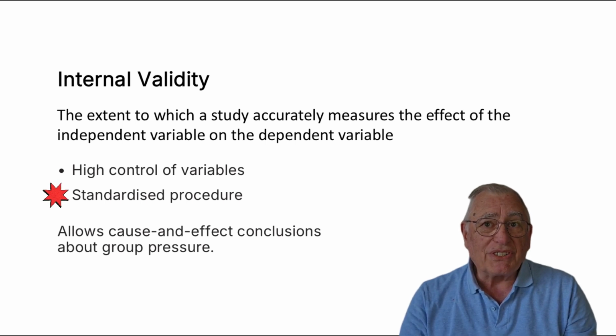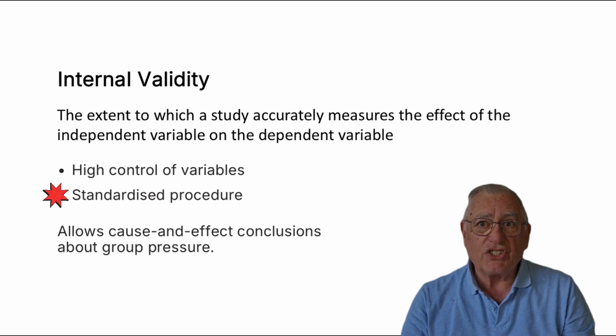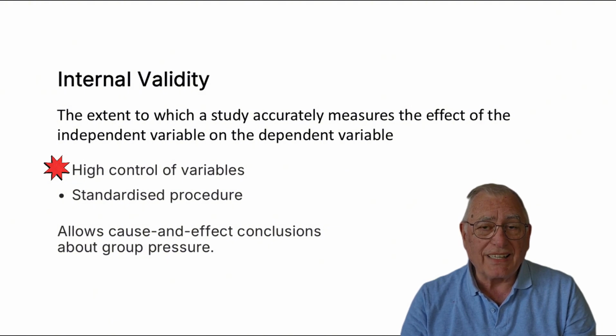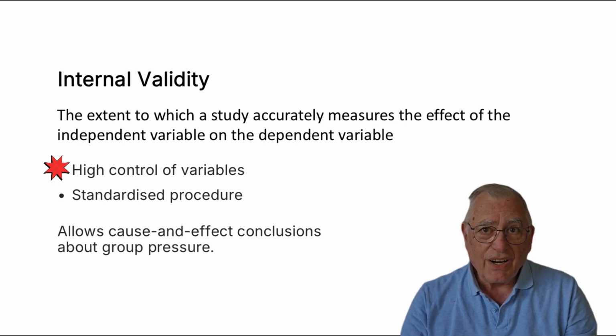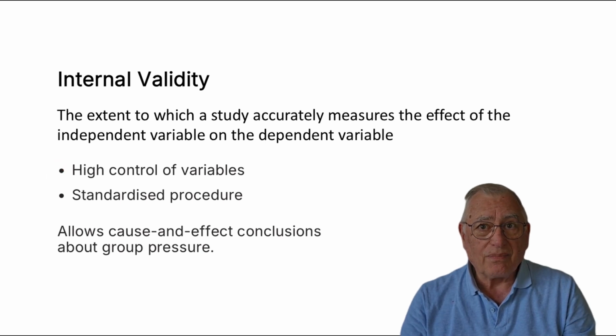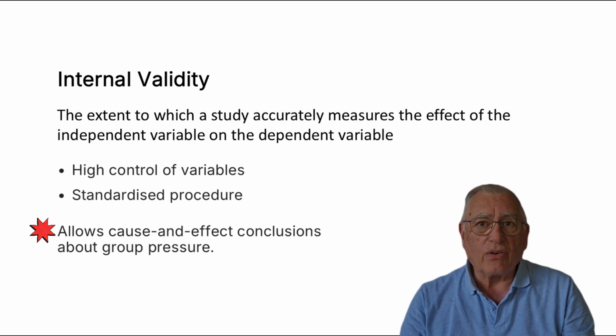The experiment uses a highly standardized procedure. Every participant saw the same line judgment task, the same number of trials, and the confederates gave their responses in a standardized order. And because these variables were tightly controlled, Asch could be confident that differences in behavior were caused by the social pressure from the majority rather than by other factors. And this level of control allows researchers to draw clear cause and effect conclusions about how group pressure influences conformity.